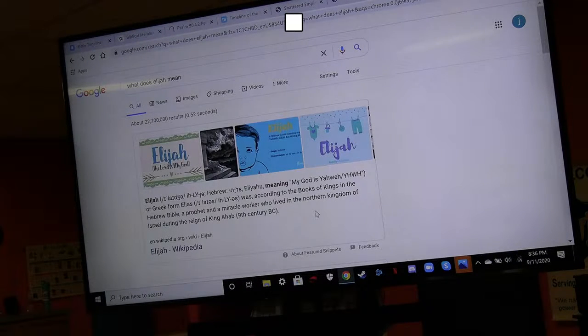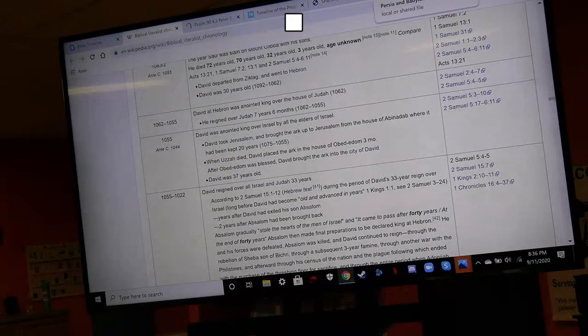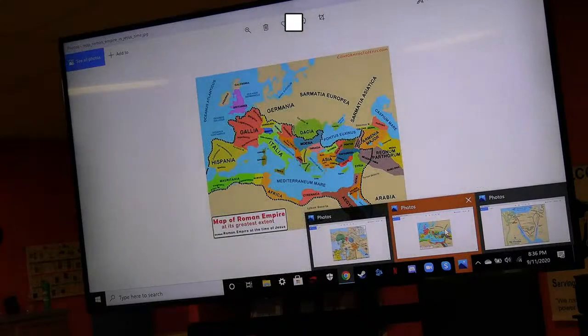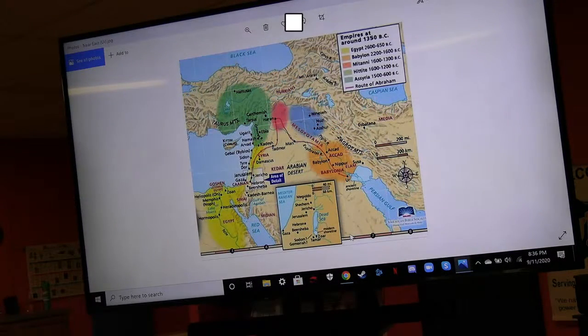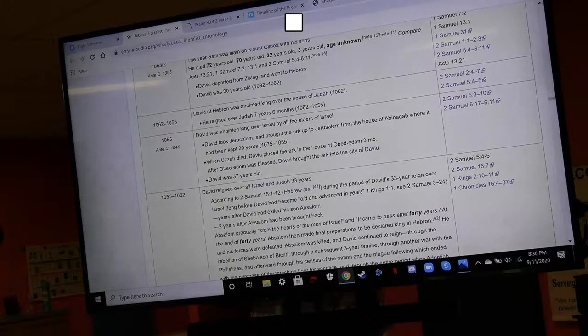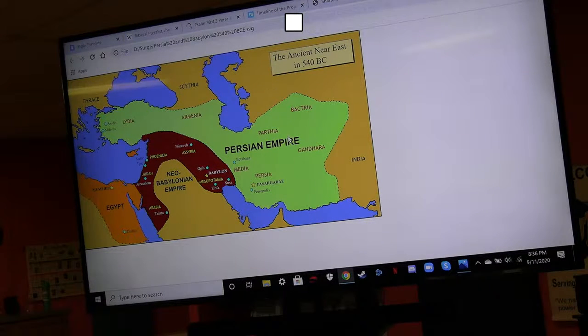My God is Yahweh, or Greek from Elias, according to the books of Kings. Okay, not exactly what I thought it was, but you see why everyone was kind of expecting the prophet Elijah, since, remember, he never died. Oh wait, no, this isn't the map I wanted. Oh, right, here's where the map was.